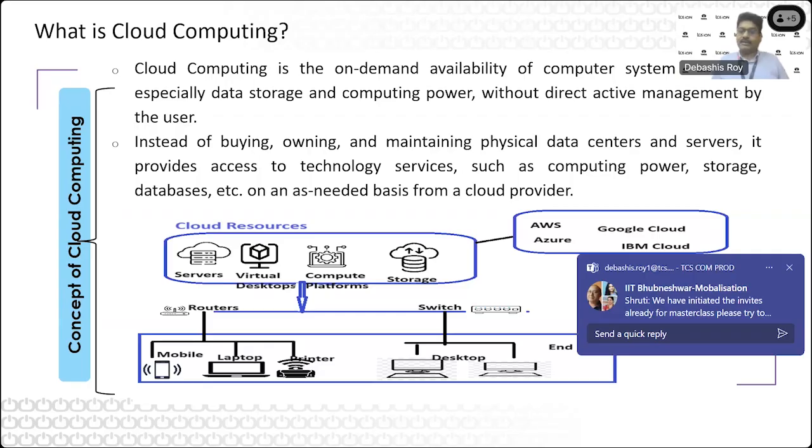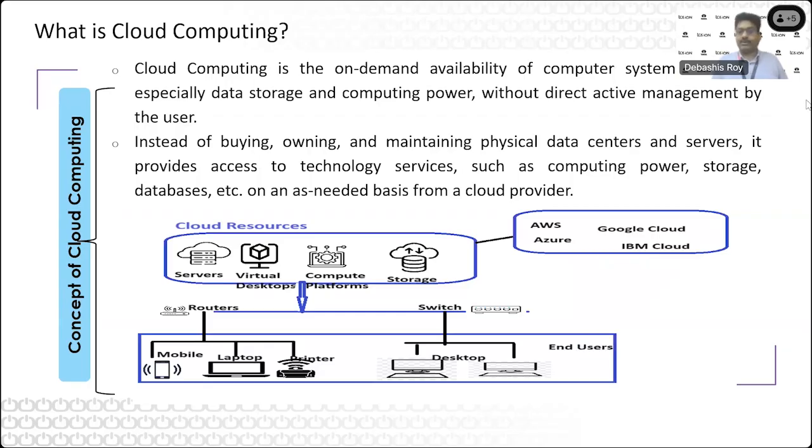Along with this, how is it coming to us? It is coming through the routers and the switches, through the entire use of internet technologies, and it reaches us, the end users, and we use it through mobiles, laptops, network printers, desktops, whatever it is.